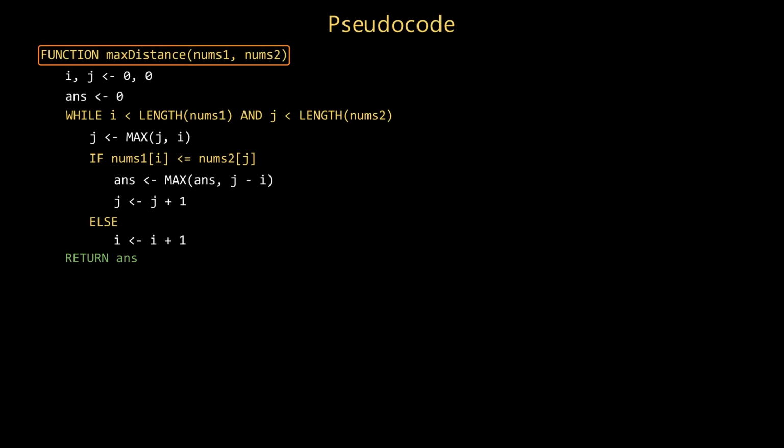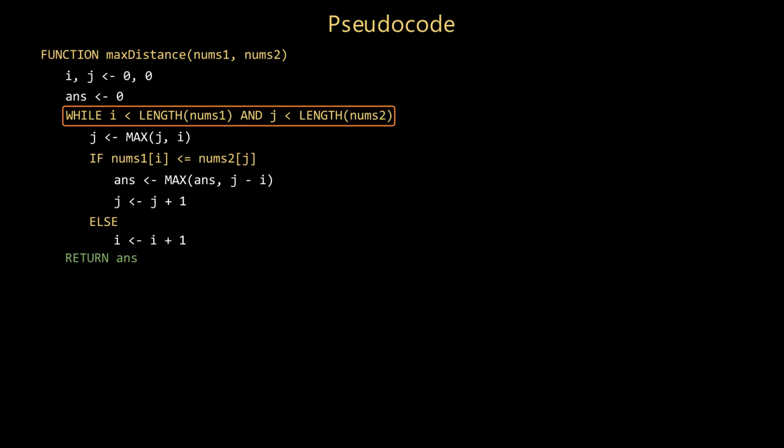Function maxDistance takes nums1 and nums2. Initialize i and j to 0. Set the answer to 0. Loop while both indices are still inside their arrays. Set j to the larger of j and i so j is never behind i. If nums1 at i is at most nums2 at j, we have a valid pair. Update the answer with the gap j minus i.